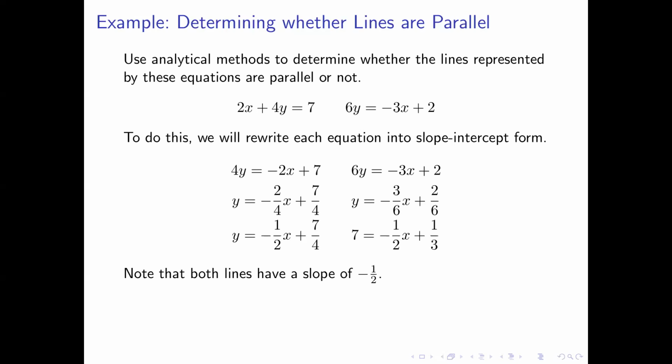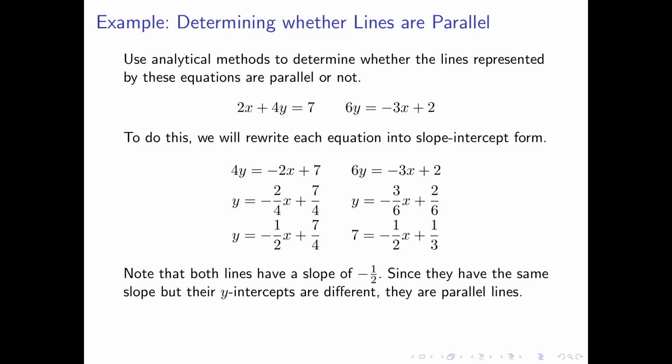The key thing to note, though, is that now both of our equations are in slope-intercept form, and we can easily see by looking at the equations what the slopes are. In both cases, the thing in the m place, the coefficient of x, is -1/2. Since the two lines have the same slope, we can conclude that they are parallel lines.